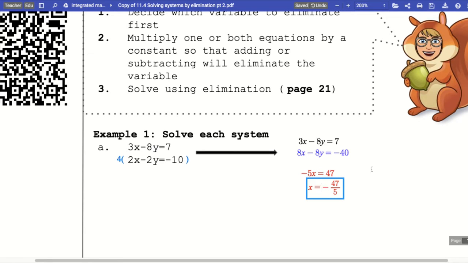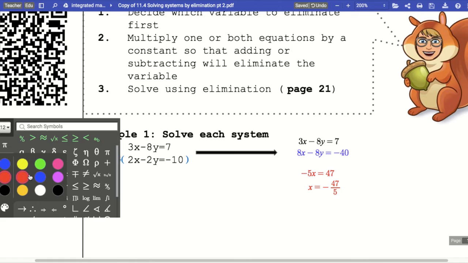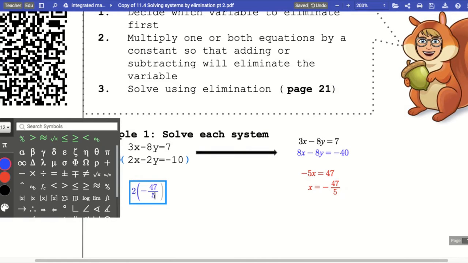All right. So then now I have to plug it into another equation and solve for y. I'm going to plug it into 2x minus 2y, just because I'm dealing with smaller numbers and I like smaller numbers better. So if I plug it in using substitution, notice I'm plugging into the original one. I'm going to have 2 times negative 47 over 5 minus 2y equals negative 10.